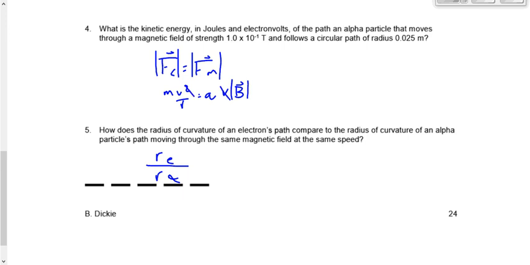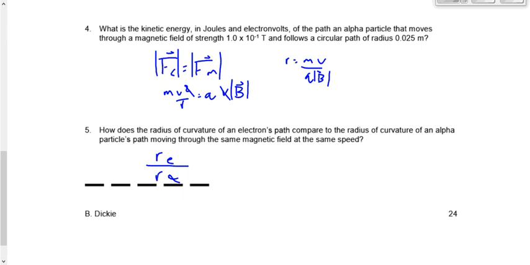V's cancel. R goes up by multiplying. R ends up being mv over qb. So we take the r up by multiplying, the qb goes down by dividing. Okay, so r is equal to mv over qb. Does that make sense? All right, we still don't know a value. We know the mass of the electron, we know the charge of the electron, but we don't know what V or B is.